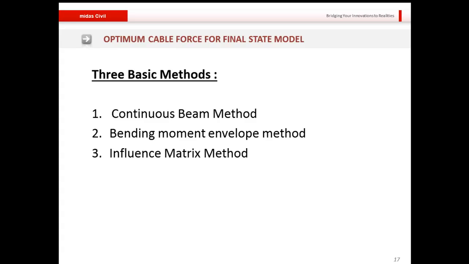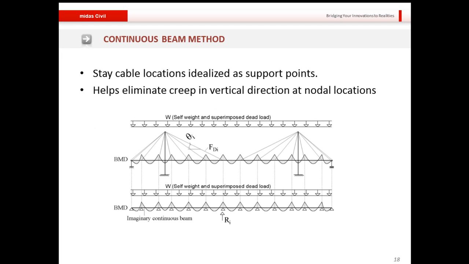So for the initial cable force finding, there are three basic methods: the continuous beam method, the bending moment envelope method, and the influence matrix method. So let me first talk about the continuous beam method. In this particular method, the points of connectivity between the cable and the deck are idealized as pin supports, and we find the reaction at each and every one of these supports. From these reactions, we directly get the cable forces.